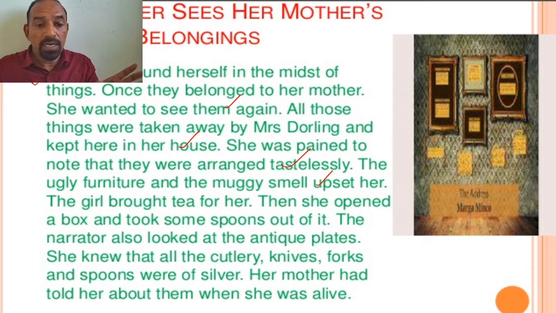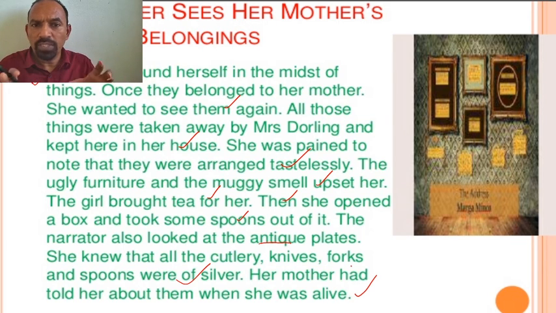The girl brought tea for her. Meanwhile, she took a glass of tea for the narrator. Then she opened a box and took some spoons out of it. The narrator also looked at the antique plates. She knew that all the cutlery, knives, forks and spoons were of silver. Her mother had told her about them when she was alive.